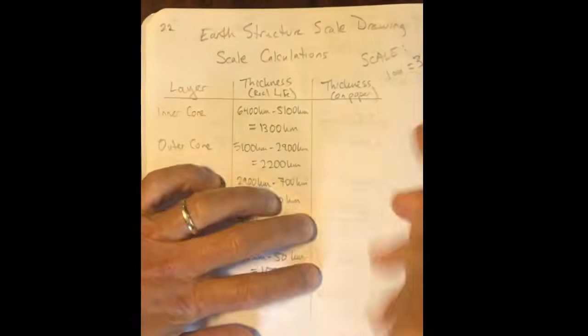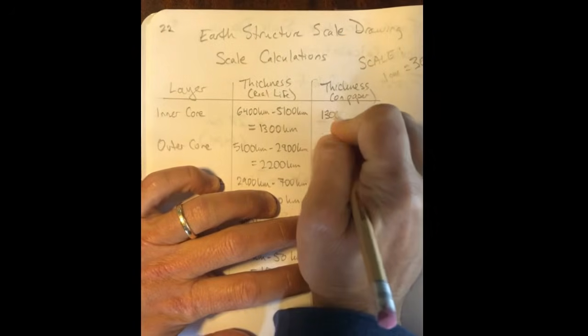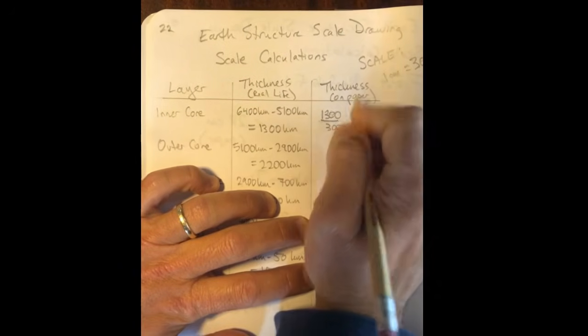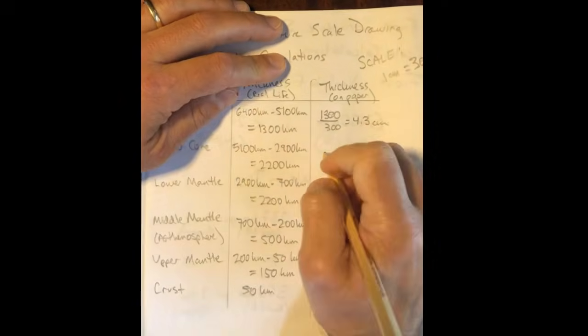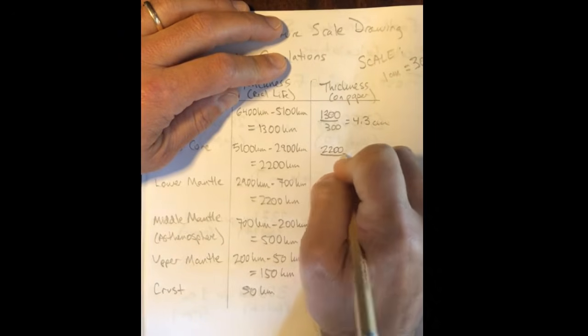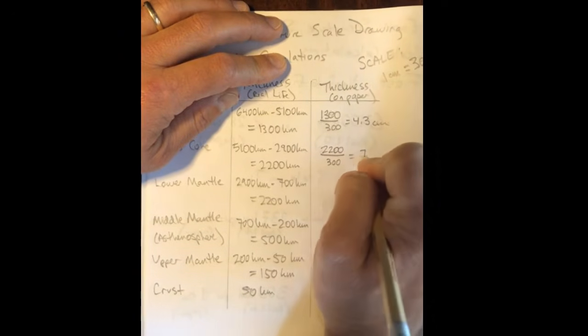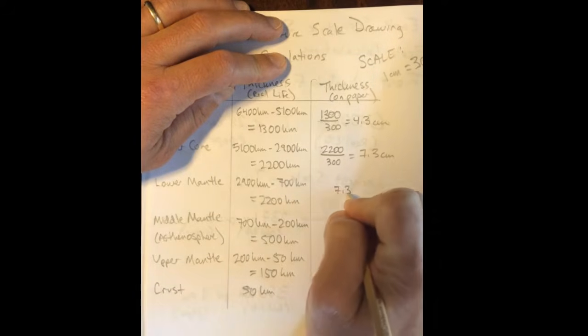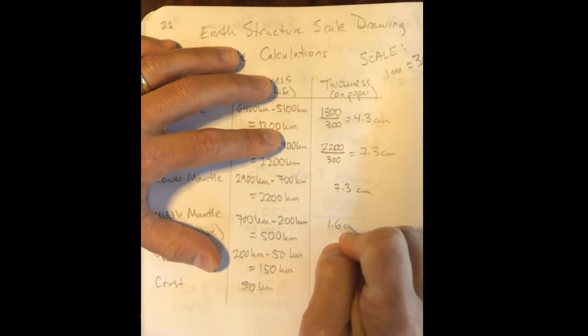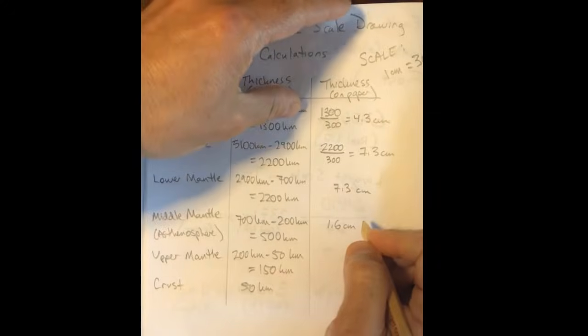Now I need to determine how thick each layer is, and I do that by dividing the thickness by the scale, which is 300 kilometers. So the first layer will be 4.3 centimeters thick on paper. The second layer will be 2,200 divided by 300, which is 7.3 centimeters thick. The third layer is the same, and I do the math for all of the other layers.